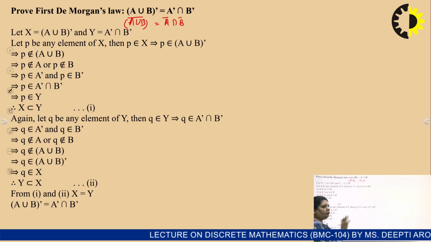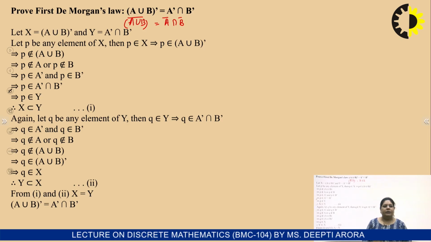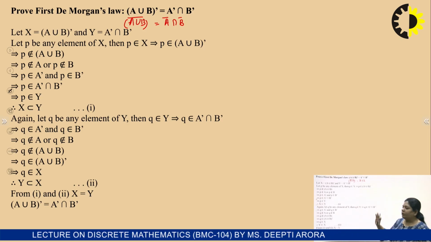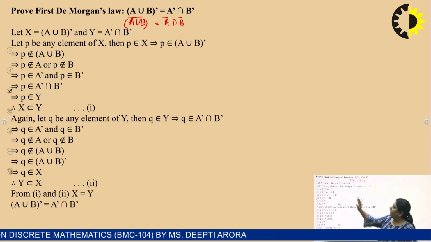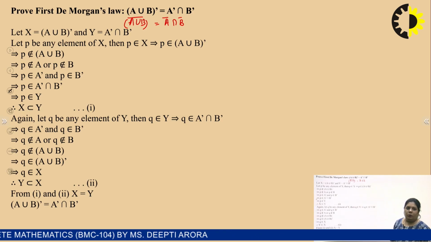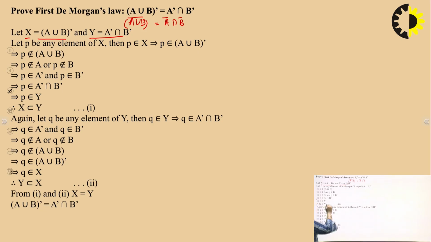Now we have to prove it from both the sides, from LHS to RHS and from RHS to LHS also. From both sides we have to prove. So how we can do? First we have to take the LHS, that is (A union B) whole complement. Let's see. We are having X is equal to (A union B)'s complement and Y is equal to right hand side, A complement intersection B's complement.